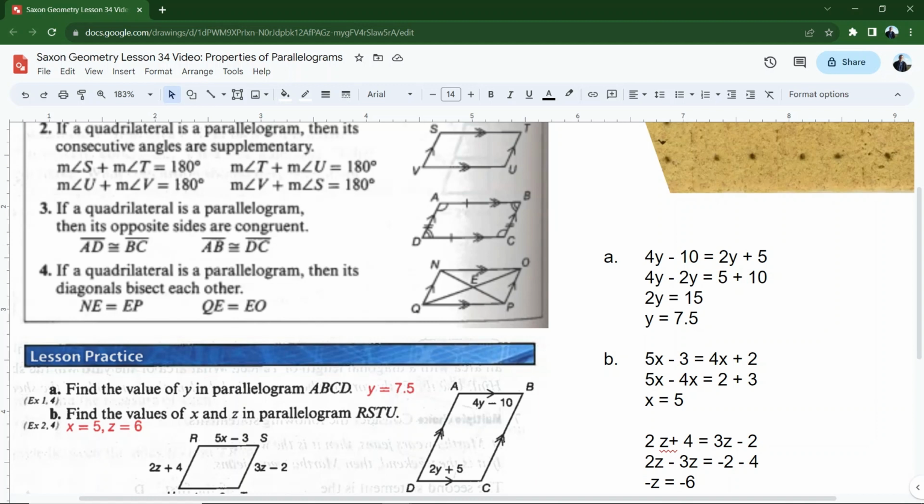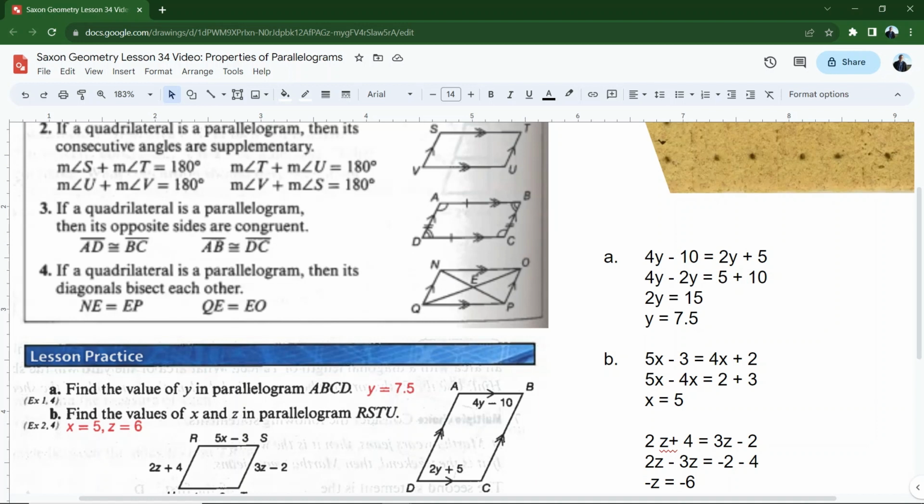So let's see. I know that NQE and EOP are alternate interior angles by the alternate interior angle definition, and I know that they're congruent by the alternate interior angle theorem. I can say the same of OPN and QNP. Those angles are also congruent by the alternate interior angle theorem, and they're alternate interior angles by that definition. Okay, so my proof looks like this so far.